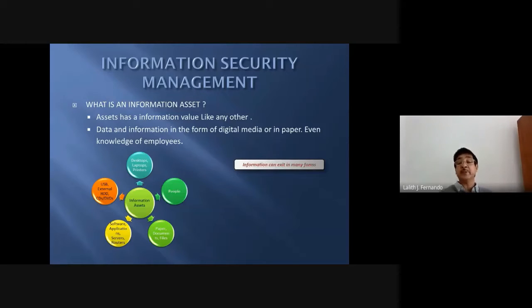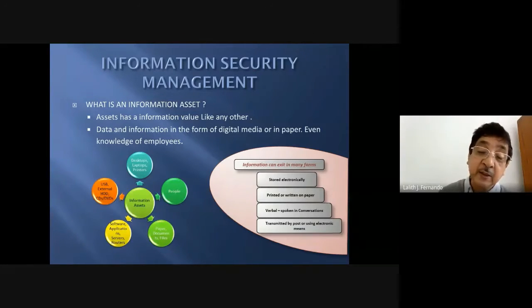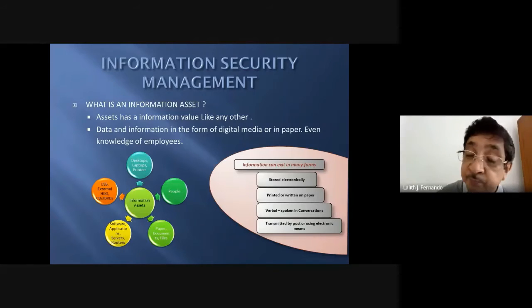Information can exist in many forms. It can be stored electronically. It can be printed or written on paper. Verbally spoken in conversations. Transmitted by post or used in electronic means. Now, beyond the information technology teams, that is also information. When you say paper, documents and all come under information, even though those are not in electronic media.